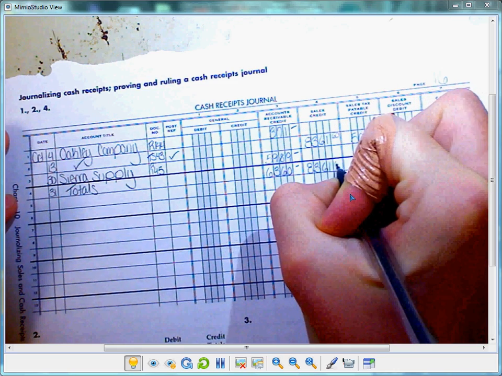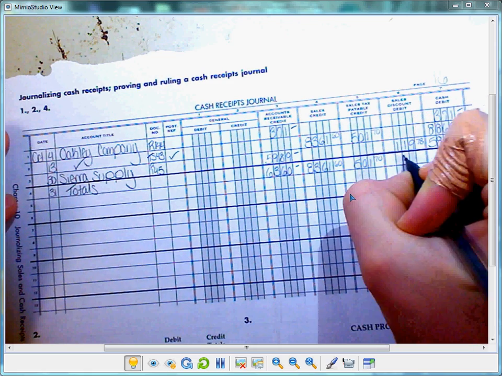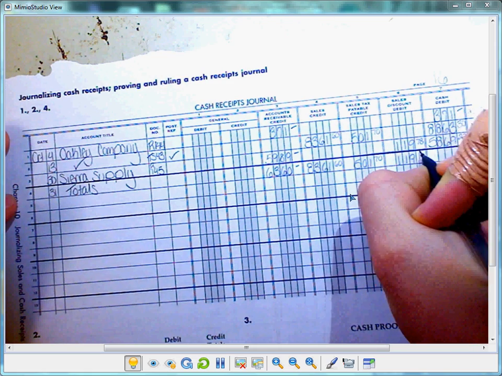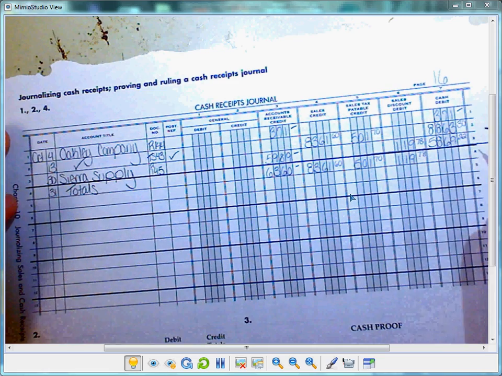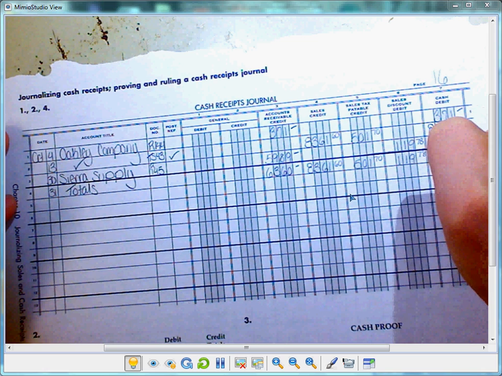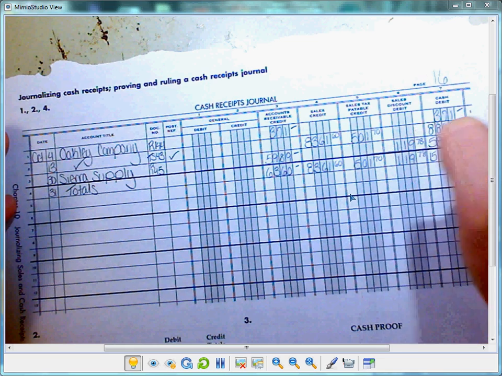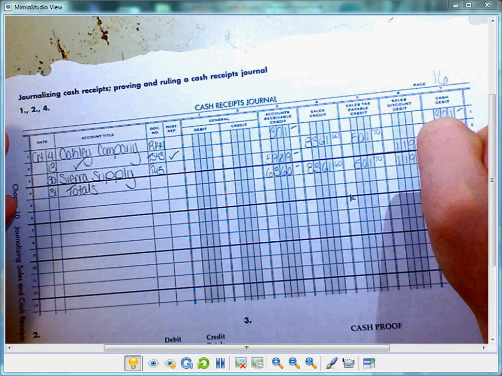Same with the sales tax. So sales credit $8,361.60. Sales tax $501.70. Sales discount, there's nothing to add, so it's $119.78. And then our cash is $15,103.52.